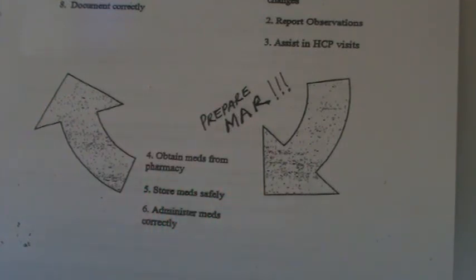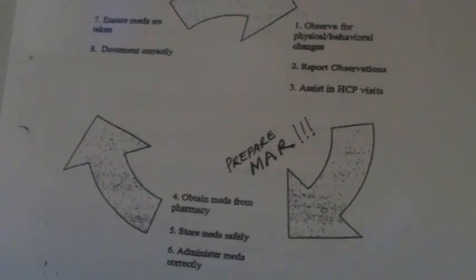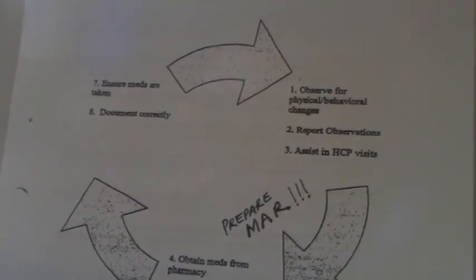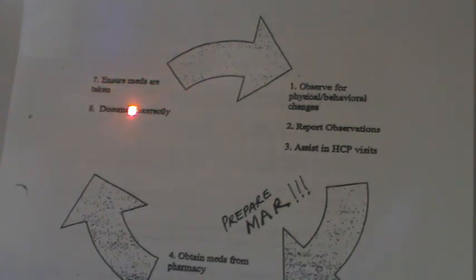That's number 6. You're going to follow the 6 rights. You're going to check to make sure that it's the right person, right medication, right dose, right time, right route, and the right documentation. When you give medication, you have to make sure that they take the medication before you walk away, and that's number 7. You're going to ensure medications are taken.